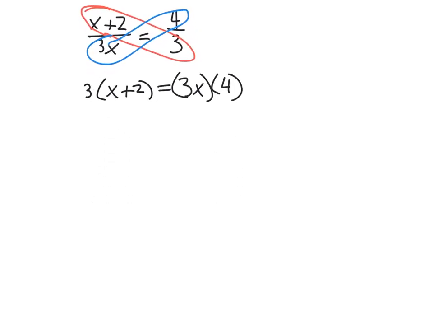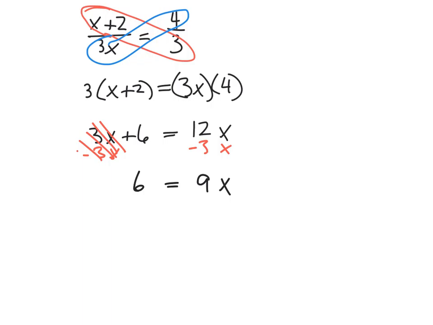And so we have the distributive property, which means we get 3x plus 6 is equal to 12x. And again, I want all the variables on one side and all the constants on the other side. So in this case, it looks like the easiest way would be to subtract both sides by 3x. That gets rid of these guys. Leaves us with 6 is equal to 9x. And we're going to divide both sides by 9.